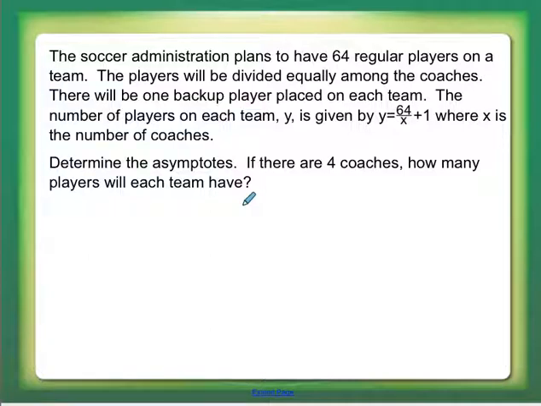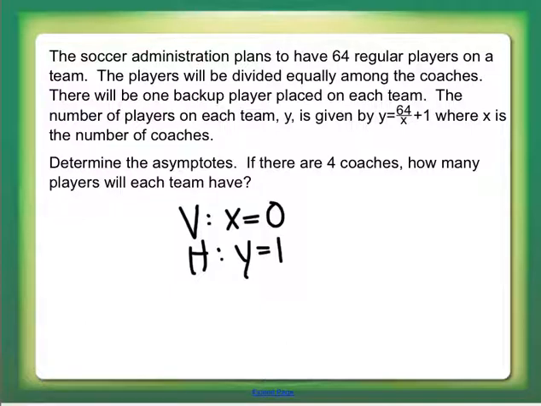So we need to determine the asymptotes, meaning what are the values for the number of coaches and the number of players that will not work in this situation. All right, so thinking about that, we would say my vertical asymptote of this rational function is my excluded value, so x can't equal 0, so x must be 0 for my vertical asymptote. And my horizontal asymptote, y, well, that's my c value of plus 1, so y equals 1, meaning that we can't have values.